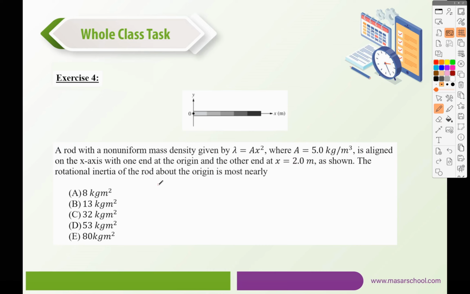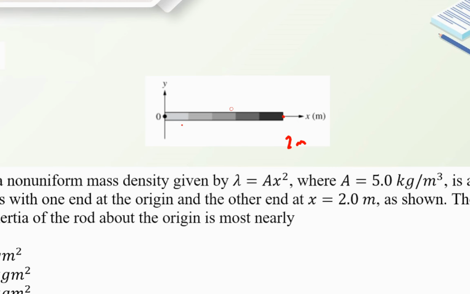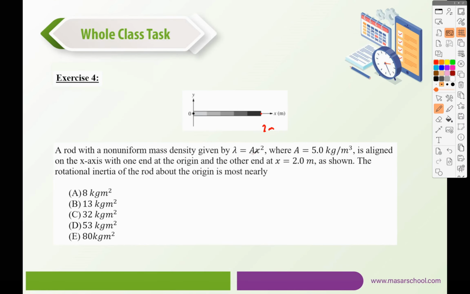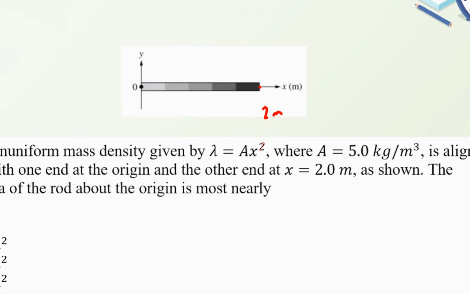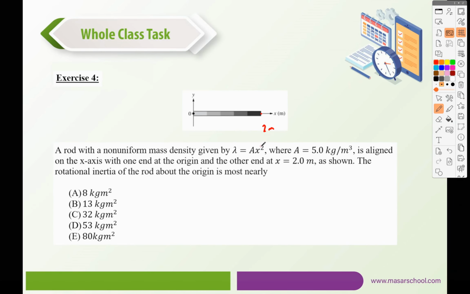The rod is aligned on the x-axis with one end at the origin and the other end at x equals 2 meters. So basically this is 2 meters. And notice that here the shading means that as we go away from the origin, the mass becomes more dense, and this is anticipated because it's proportional to position to the power 2. The rotational inertia of the rod about the origin is most nearly, so we need to determine the rotational inertia.